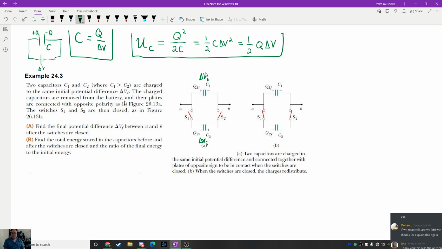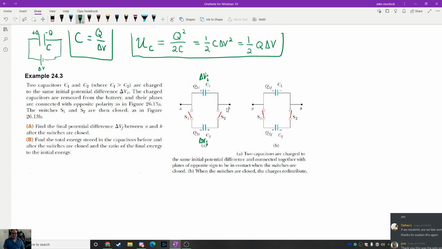Okay, so they're connected with opposite polarity, so the negative on the left side of 2 and the positive on the left side of 1, like this. They're connected in this system with these switches right here. All right. And the switches are initially open. It says then the switches are closed, as in the picture on the right.